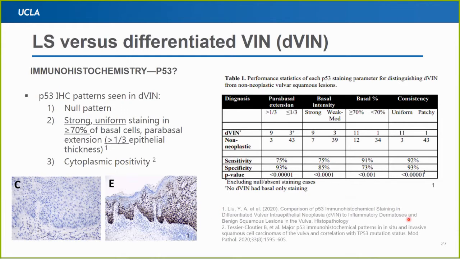Parabasal staining and uniform staining pattern had the highest specificity for DVIN in Liu and colleagues' study. And uniform staining and staining in over 70% of basal cells had a sensitivity over 90%. But there are still enough cases of DVIN and inflammatory lesions with overlapping p53 staining patterns, so we have to still rely heavily on histomorphologic features.